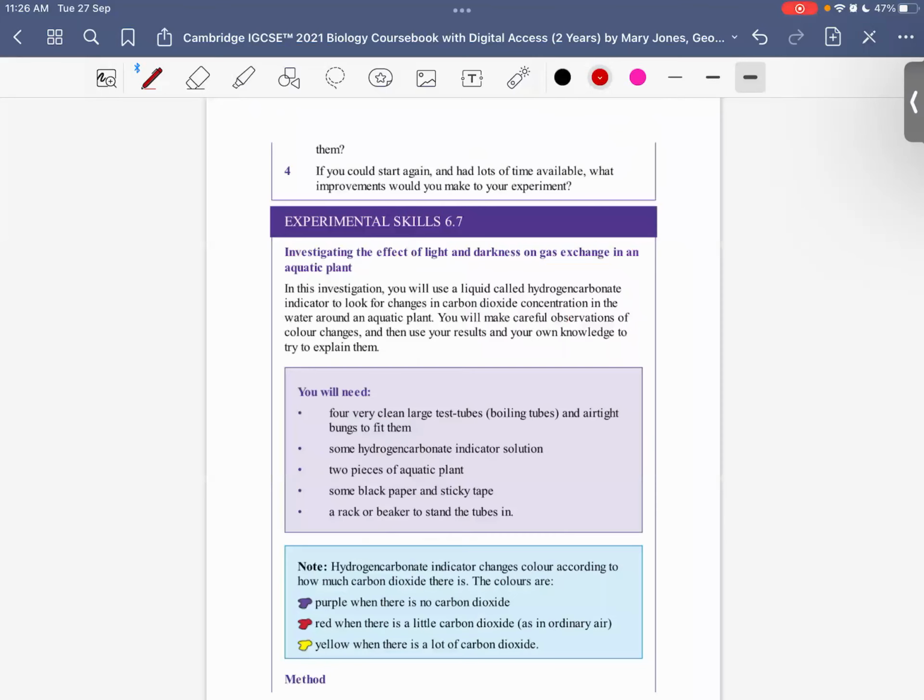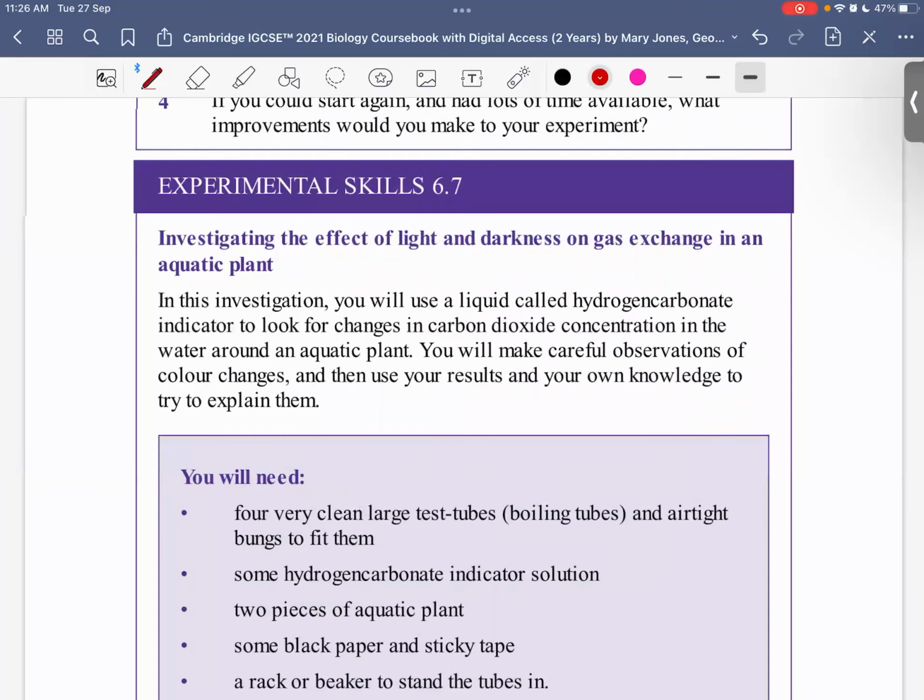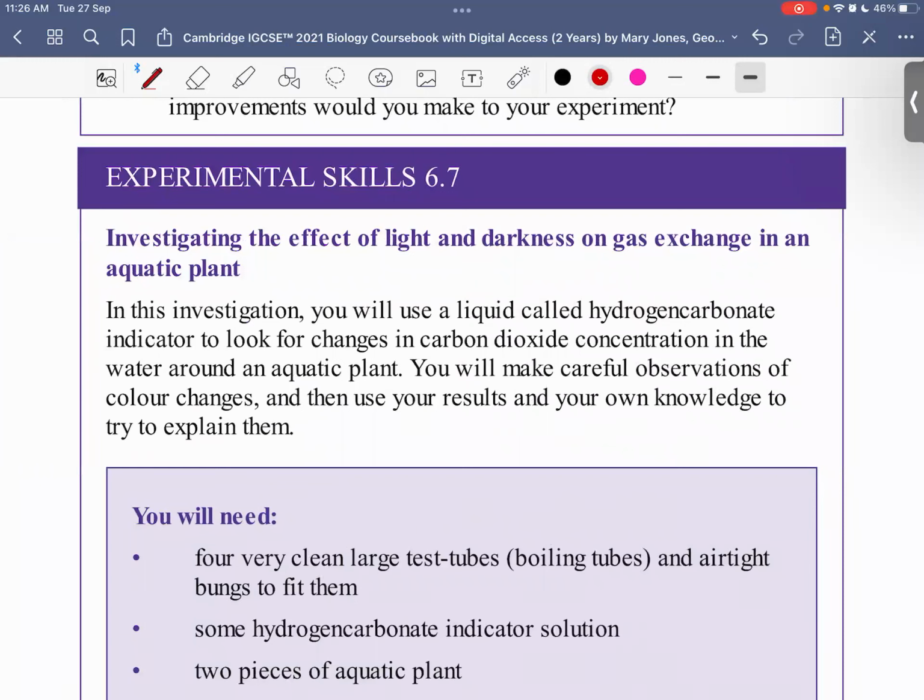Let's do this one. I think this is the last one, or maybe the second last one. Investigating the effect of light and darkness on gas exchange in an aquatic plant. Of course, the light has a certain effect on the gas exchange, and the darkness also has a certain effect.